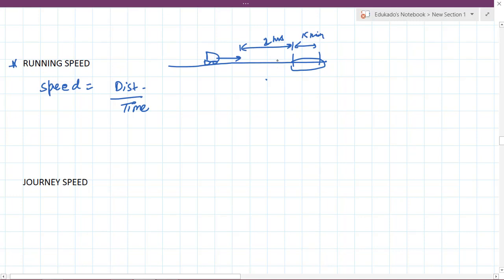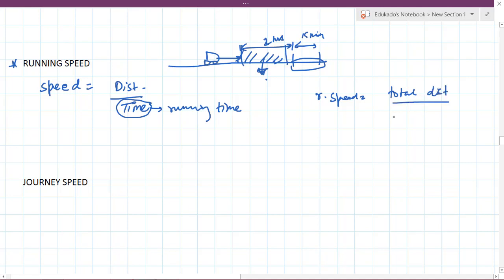So you can see over here that when you consider the time only for the running time, the only time in which you were driving, time in which you kept on moving, the time you consider in calculating the speed is known as the running speed. Therefore, running speed is equal to total distance traveled divided by just the running time.